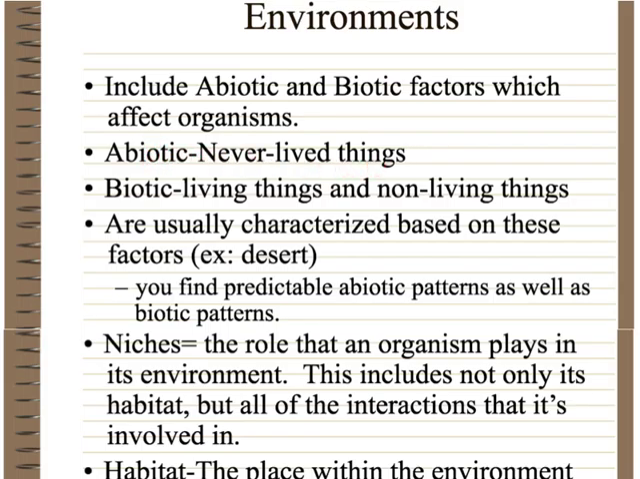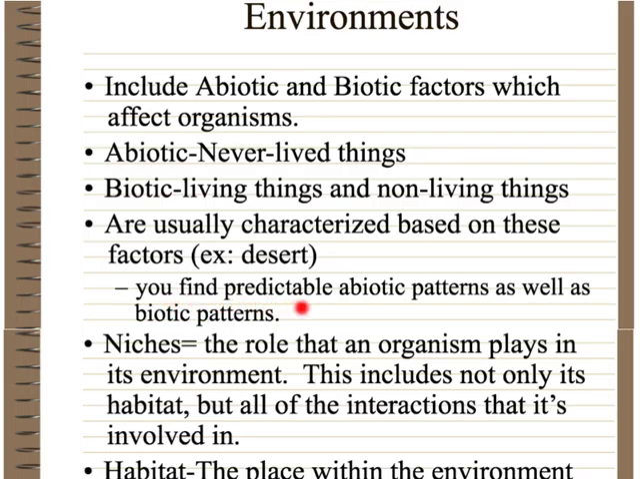Abiotic factors are things that never lived, like water, rocks, weather, soil, stuff like that. Biotic are things that live currently or once lived but are now dead. Okay, so that would be the organisms in the area, including plants. Don't forget about plants. Those are organisms, microbes, as well as animals and fungi and algae and things like that. Environments can be characterized based on these factors.